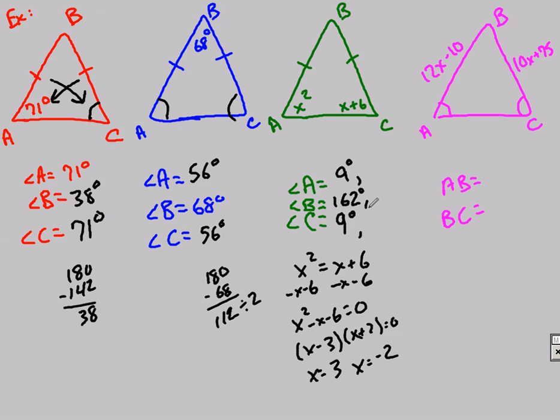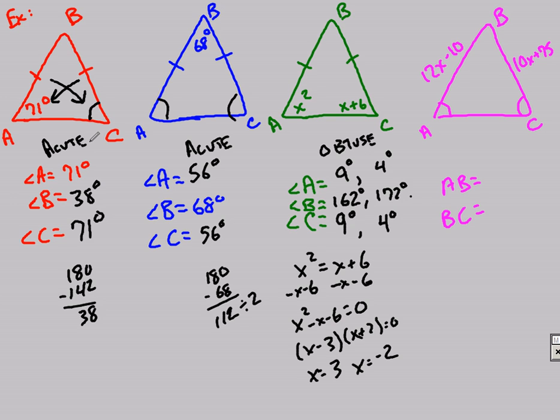Now, if we use the other one, negative 2, well, negative 2 squared is 4. Negative 2 plus 6 is also 4, so that's good. And then what's left in this one is 172. So we have two options here, and notice that in this case, they both end up being obtuse triangles. If we look back at these ones, the blue one is acute, and the red also is acute.